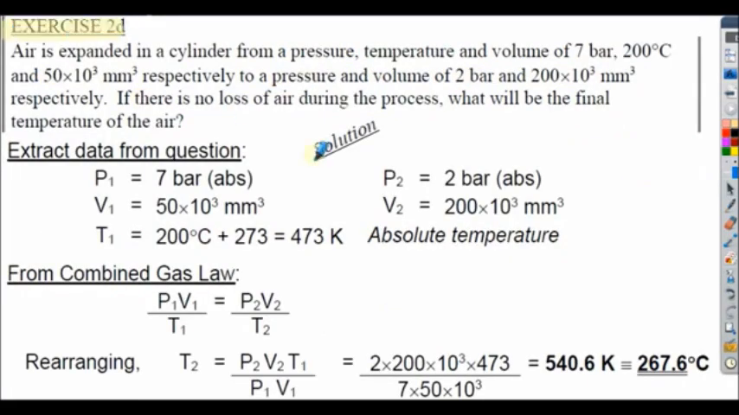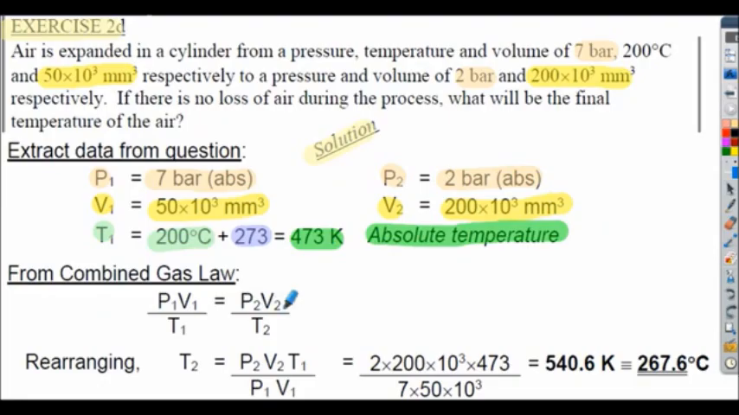For exercise 2D, solution, extracting the information from the question, P1 is in terms of bar, as is P2, absolute pressures. V1 is in terms of millimeters cubed, so is V2, and temperature T1 is 200 degrees C, converted to the absolute temperature. So in this case, using the combined gas law, we need to find the value of temperature T2. To rearrange the formula here, we will multiply both sides by T2 and we'll divide both sides by P1, V1 and multiply both sides by T1.